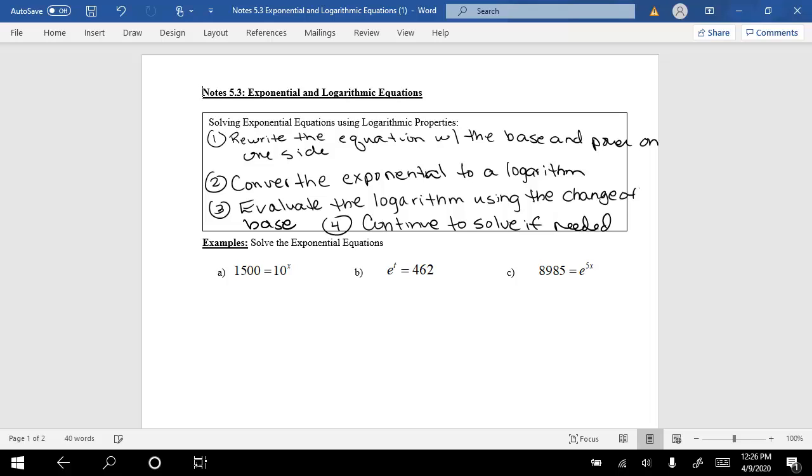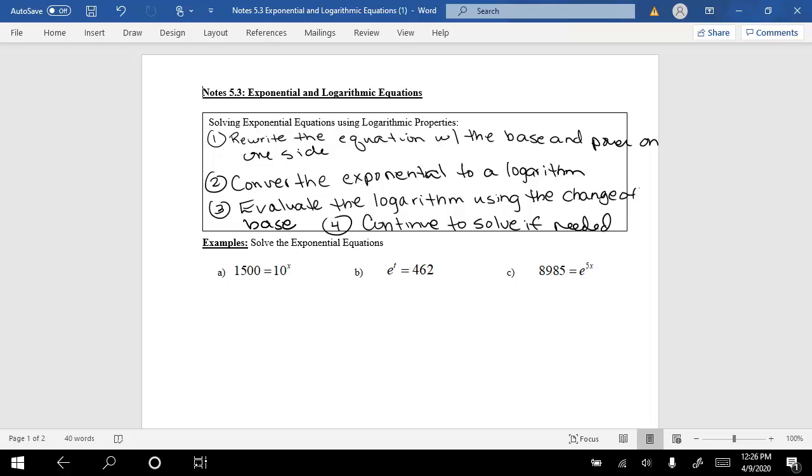All right, so rewrite the equation with the base and power on one side. We're going to convert it from exponential to logarithm. Then we're going to use our change of base formula to simplify and go further if necessary. So let's practice a few of these. It says solve the exponential equations.